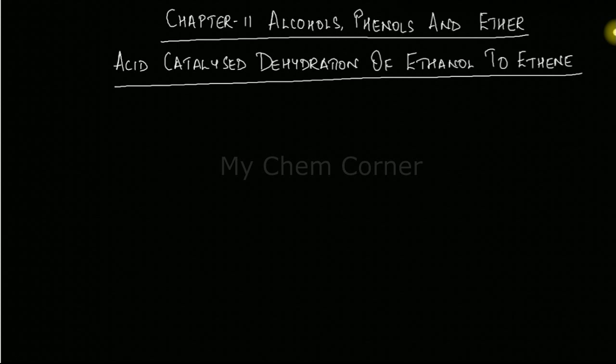Alright, so today we are going to learn acid catalyzed dehydration of ethanol to ethene. Now this is going to be a basic conversion of ethanol to ethene, which is an alcohol to alkene. But what do you mean by acid catalyzed dehydration? Let's break down these words. Dehydration meaning removal of water molecule.